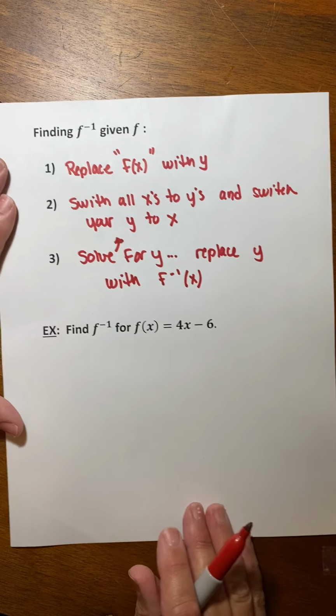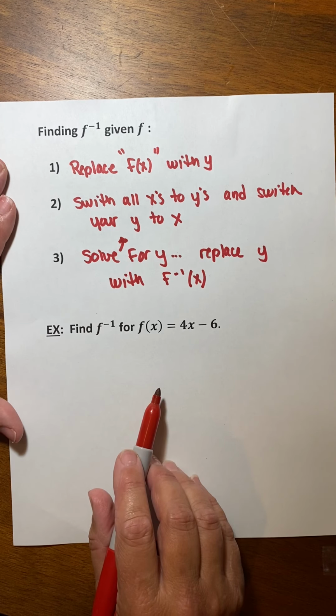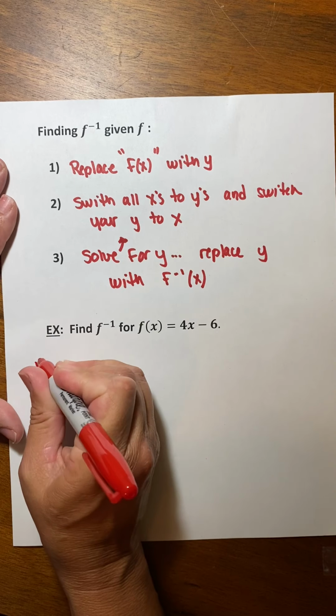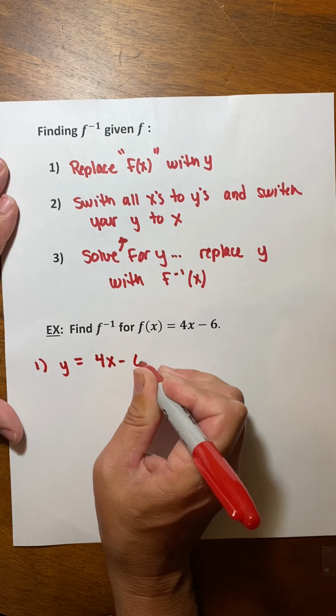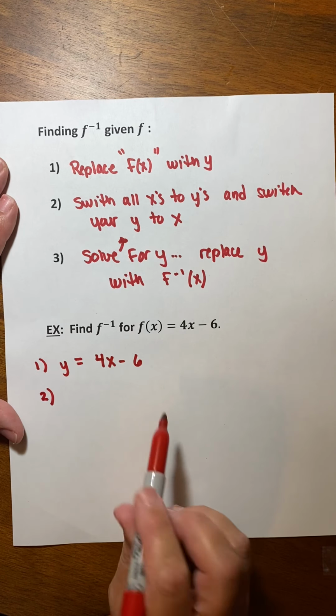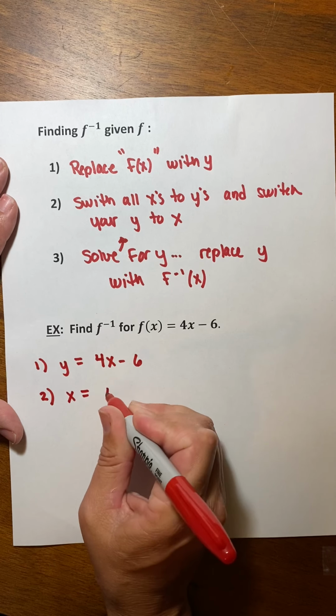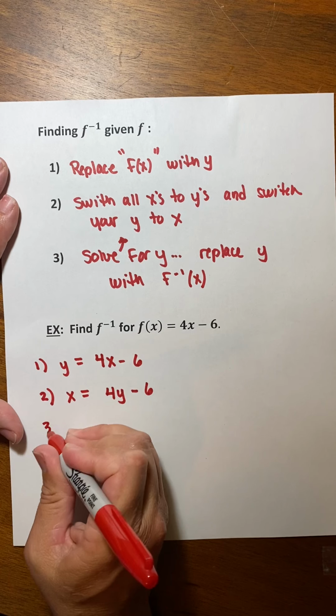All right, so let's look at this guy. Let's find f inverse for f of x equals 4x minus 6. So step 1, replace the f of x with a y: y equals 4x minus 6. Step 2, we're going to switch all the x's to y's and all the y's to x's. I'm going to say x is equal to 4y minus 6. And then we're going to solve for y.